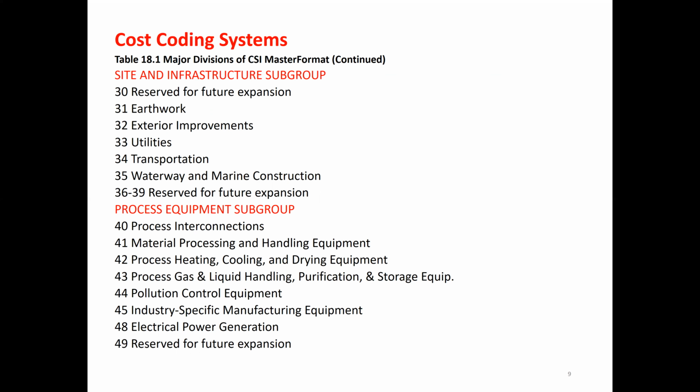So these are all the major divisions of the construction specific MasterFormat, how we divide the project into 49 divisions for preparation of the specifications and material handling, and divide the whole project into major divisions. So we prepare the book of specification according to these headings.